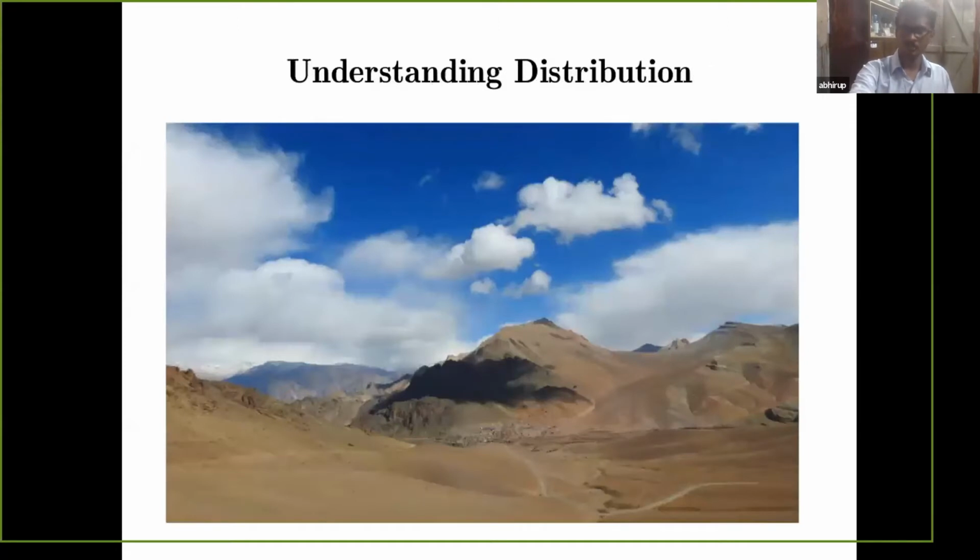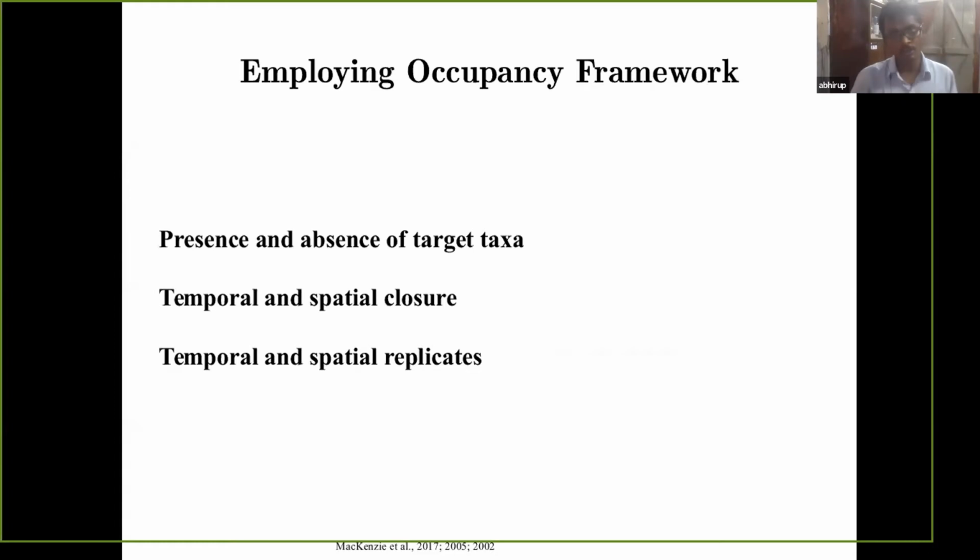To understand the distribution, we used the occupancy framework, where presence and absence of the target taxa are recorded, and it has a lot of different assumptions. I'll not go into details here, but there are assumptions about temporal and spatial closure within a time frame. At the same time, it also allows you to do temporal and spatial replicates. Basically the presence and absence data tells you where animals are distributed at the end.